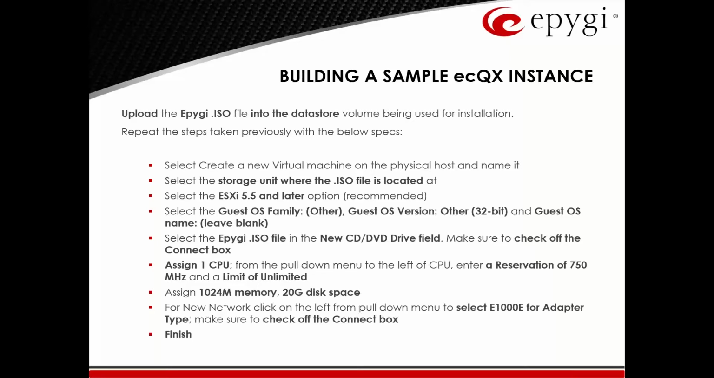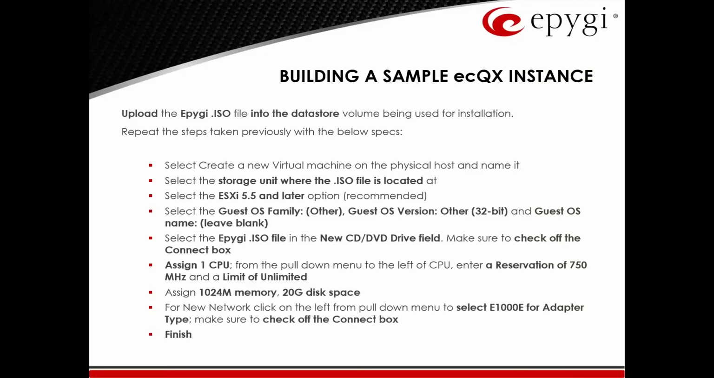Building a simple ECQX instance. We proceed back to VMware server and create another virtual instance. We pretty much repeat the steps taken previously for the installation of the router instance with the below differences. This time, upload the Epygi ISO file into the data store volume to be used for installation. We create the new virtual machine on the physical host and name it.